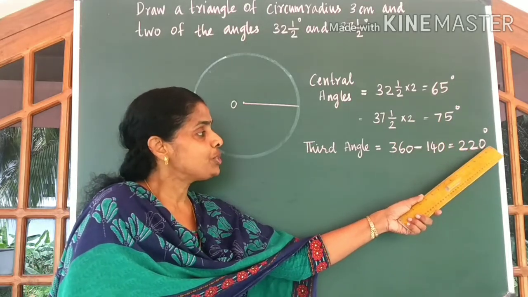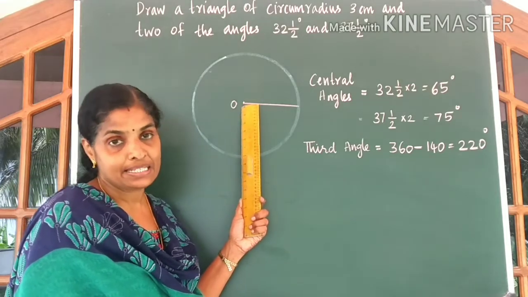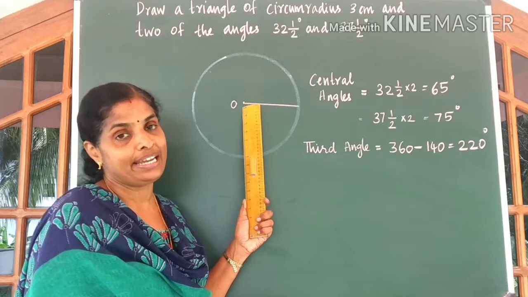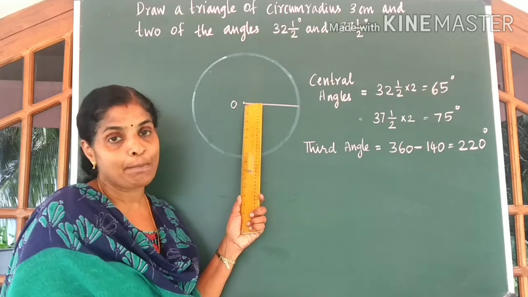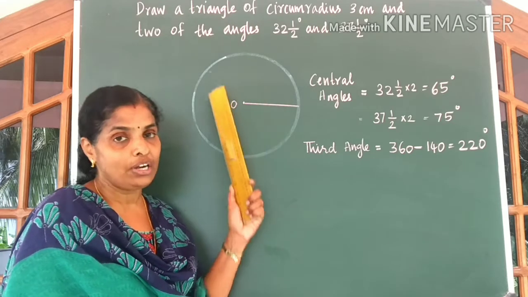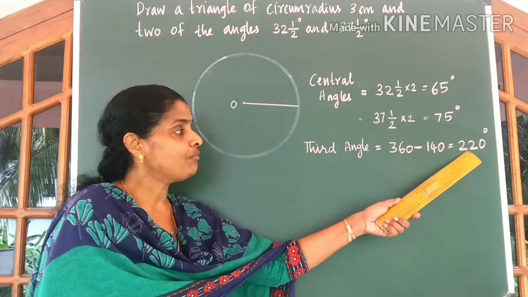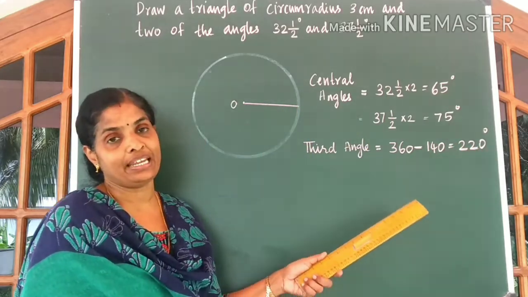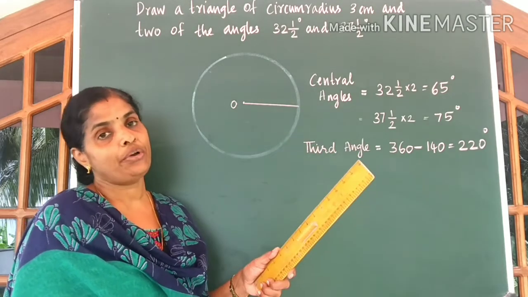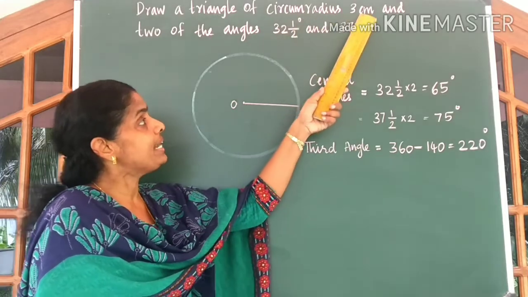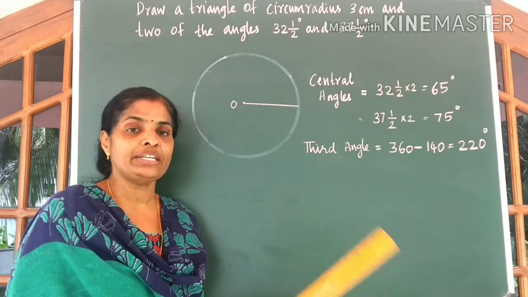So we get 220 degree. Angle made at the center is equal to 220 degree. Therefore, the angle made by that arc in the alternate segment would be 110. That is half of 220 degree. From this you can understand the triangle which you are going to draw with circumradius 3 centimeter is going to be an obtuse angled triangle.